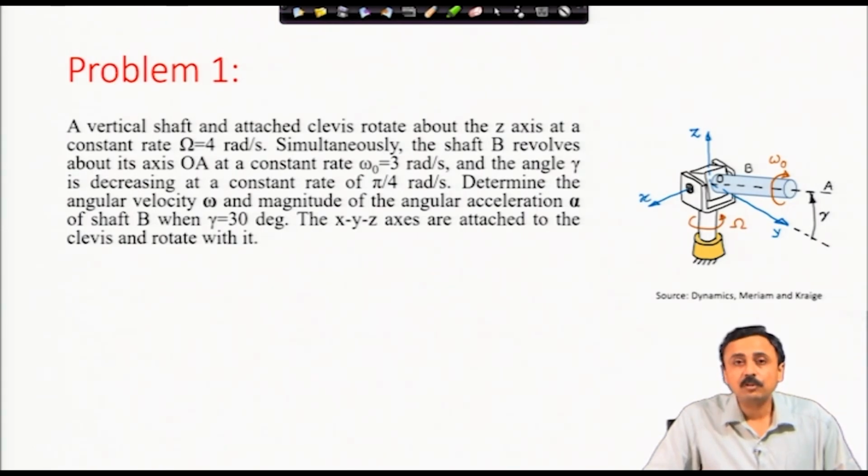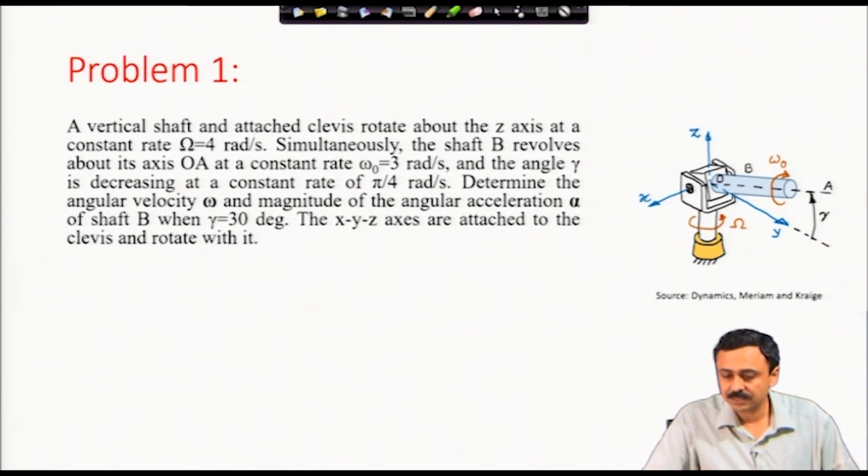This is from the book of Meriam and Kraige, Dynamics. A vertical shaft and attached clevis rotate about the z axis at a constant rate capital omega equal to 4 radian per second. Simultaneously, the shaft B revolves around its axis OA at a constant rate omega naught equal to 3 radians per second, and the angle gamma is decreasing at a constant rate of pi by 4 radian per second.